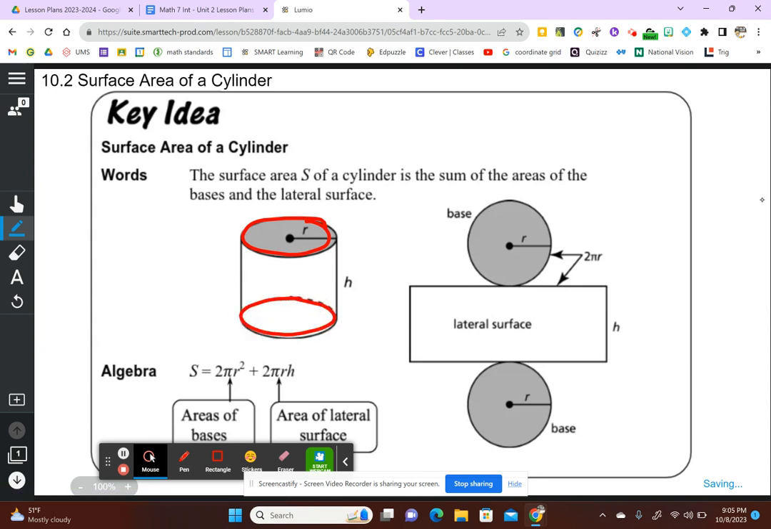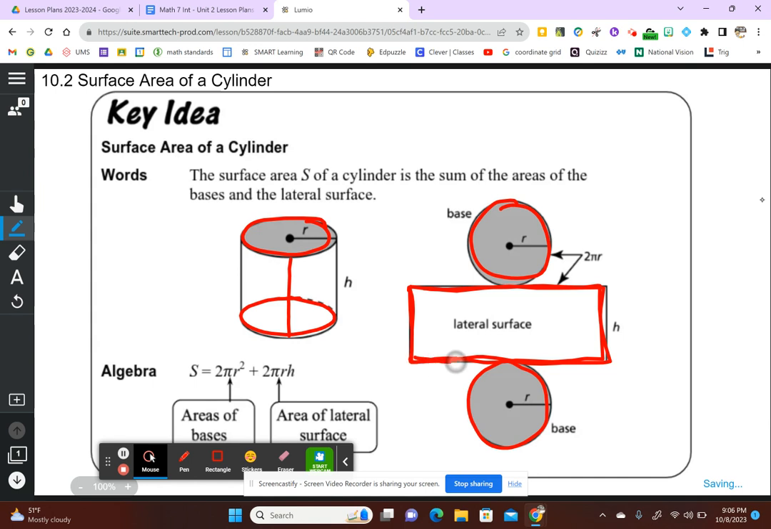And then the lateral surface is actually a rectangle. What I want you to think of is if you had a can of soup, the top of the can of soup is a circle, the bottom of a can of soup is a circle. But if you were to take a knife and cut right down here and took the paper off, imagine the paper unfolding and it unfolds into a rectangle.